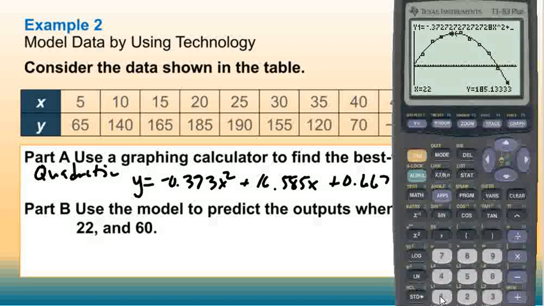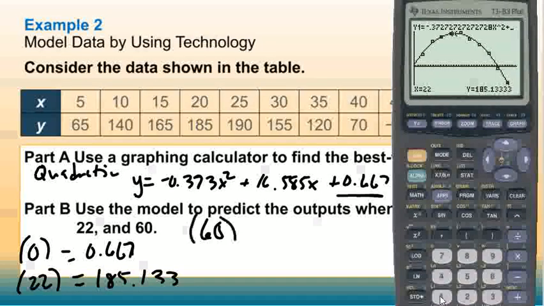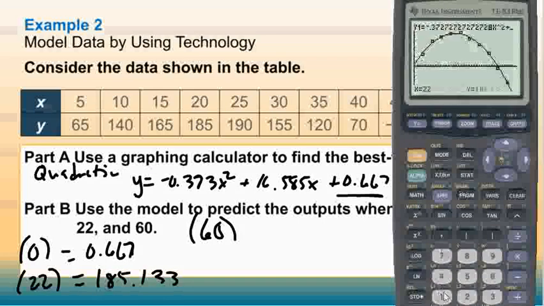If I put a 0 in, it's whatever this would be. So if I put a 0 in, I would get 0.667. And if I put a 22 in, we got 185.133. And if I put a 60 in, so if I go to second trace, the value number 1, type in 60.